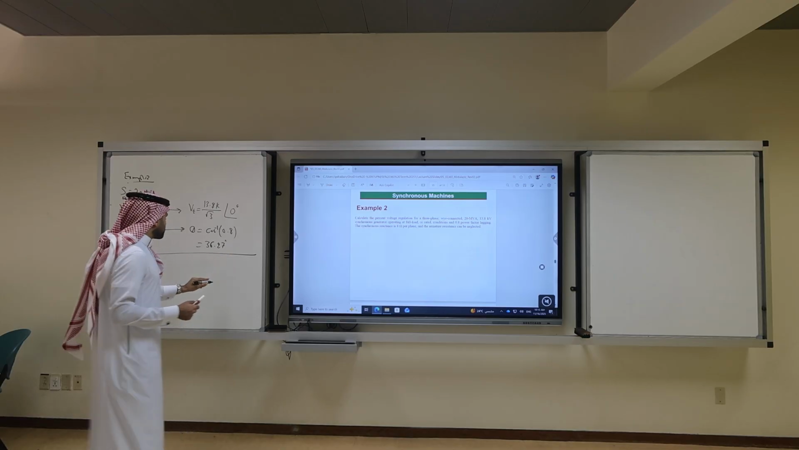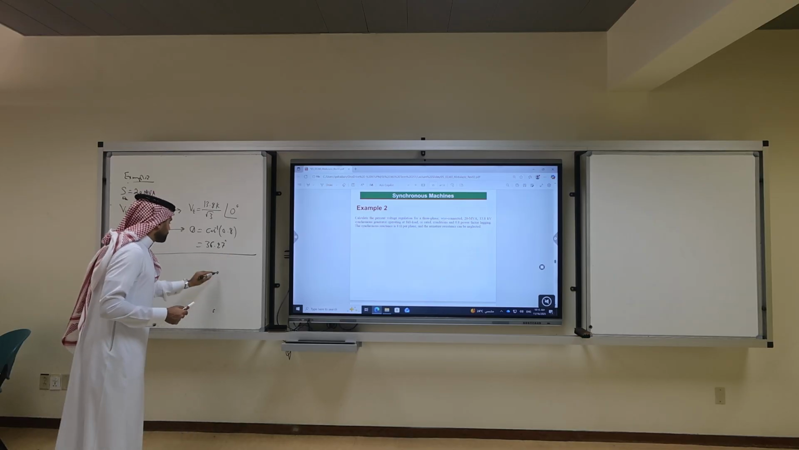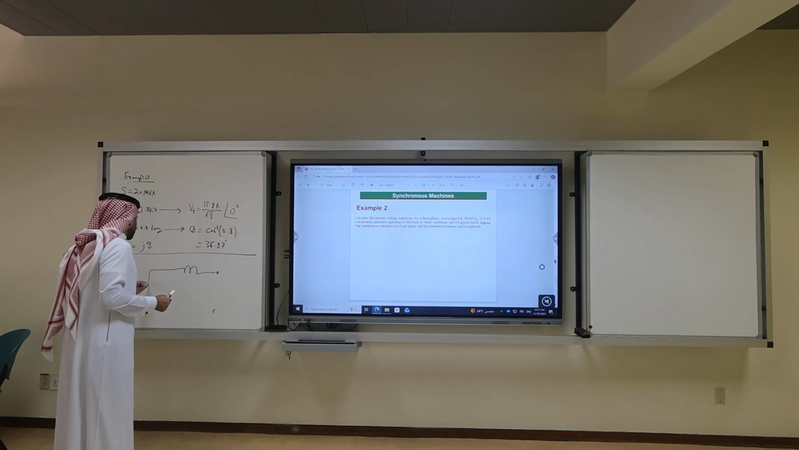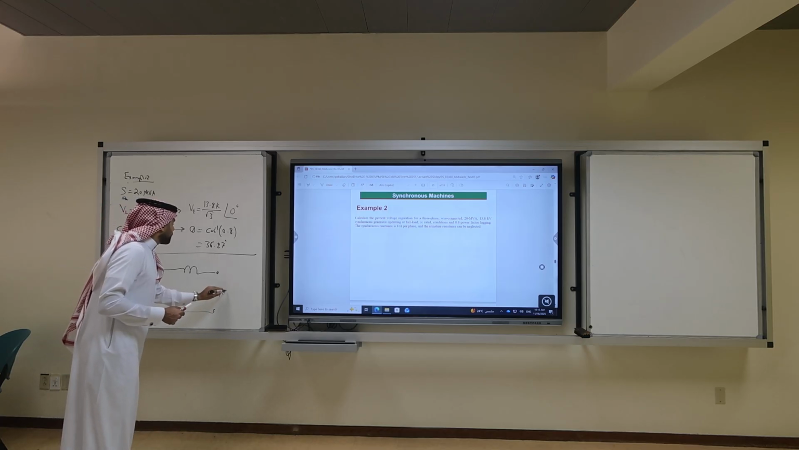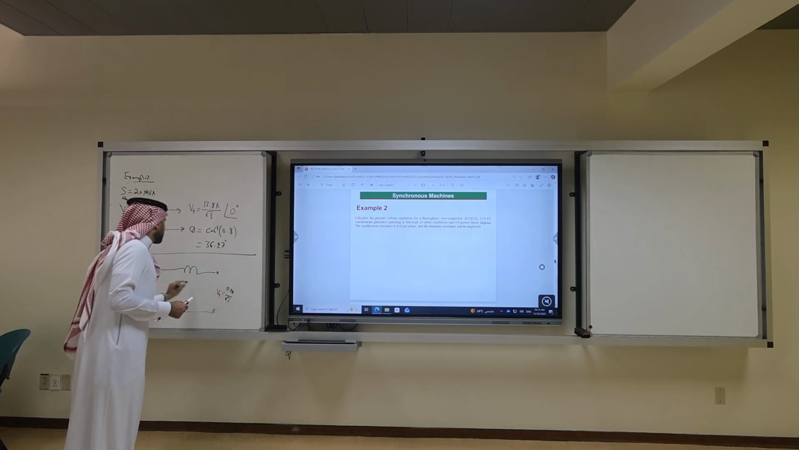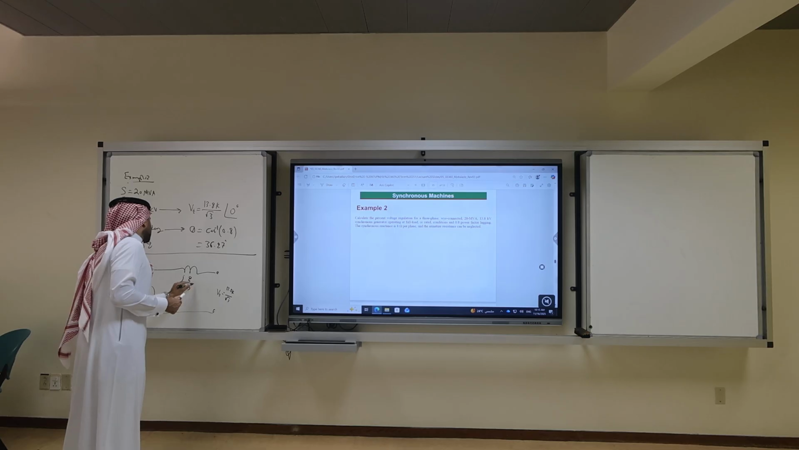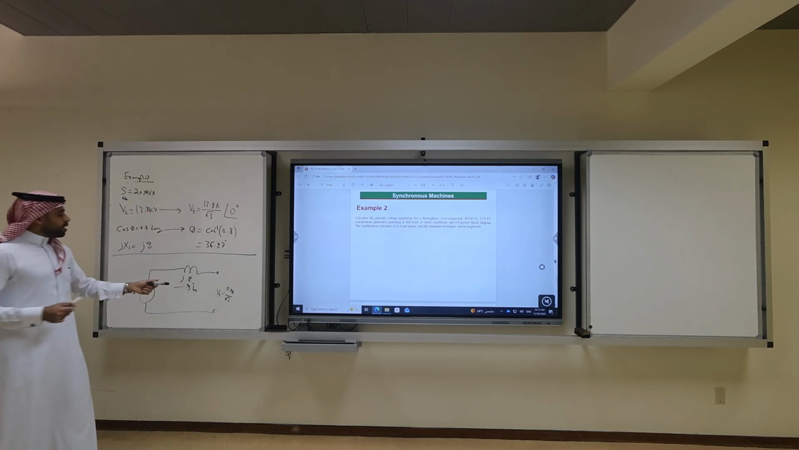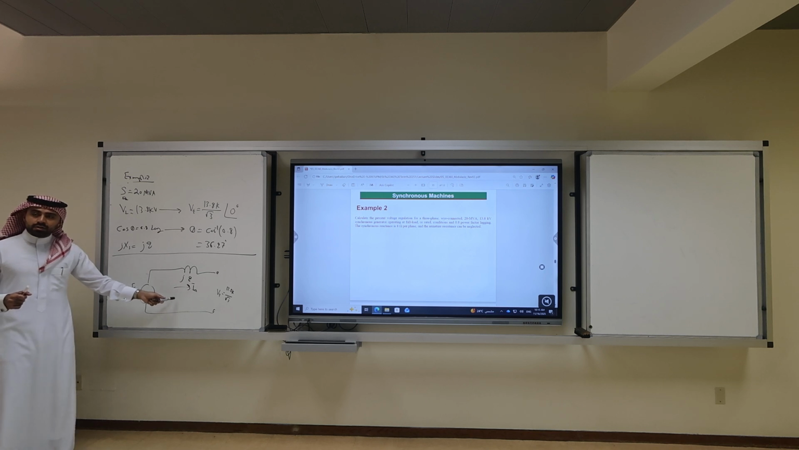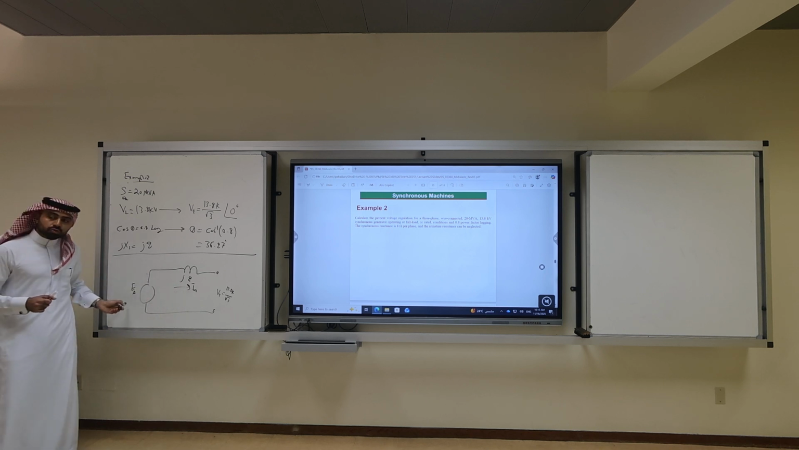So let's draw the circuit. So what is VT? 13.8 kilo divided by square root of 3. This is j8. This is IA. This is EA. How many unknowns do I have? 2: IA and EA.